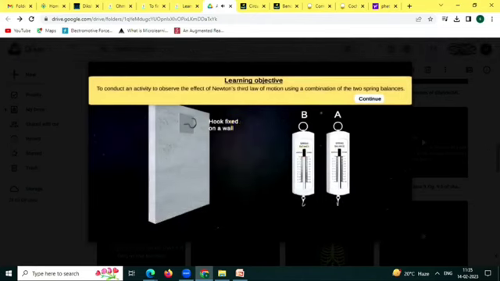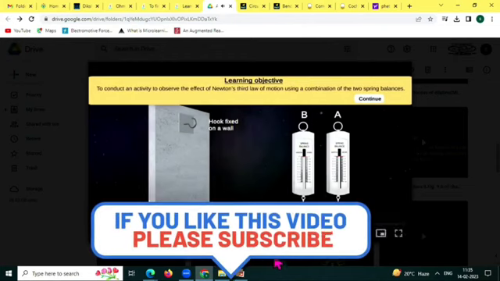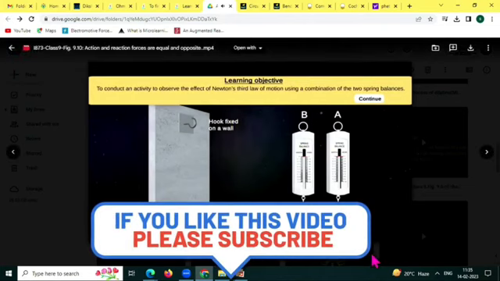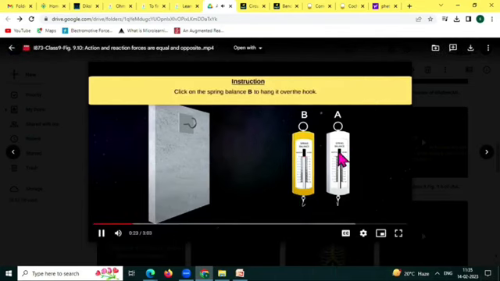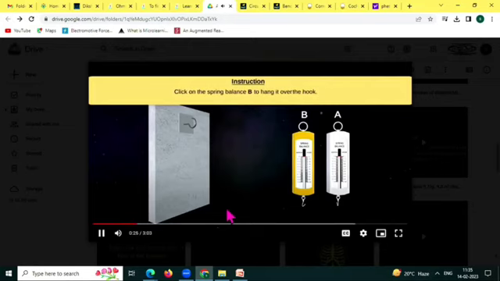Learning objective: to conduct an activity to observe the effect of Newton's third law of motion using a combination of the two spring balances. Click on the continue button to continue. Click on the spring balance B to hang it over the hook.